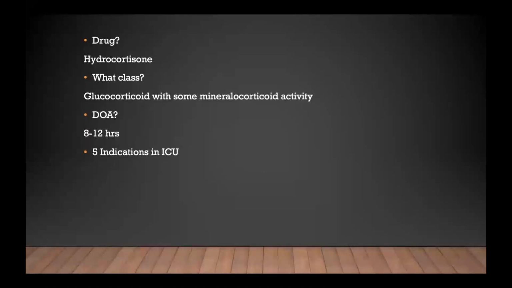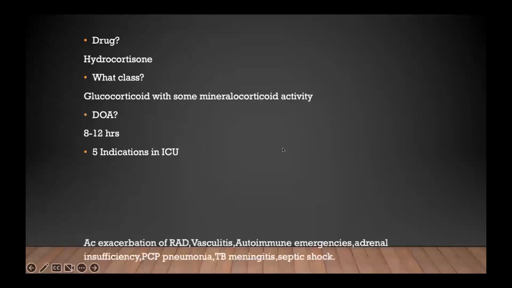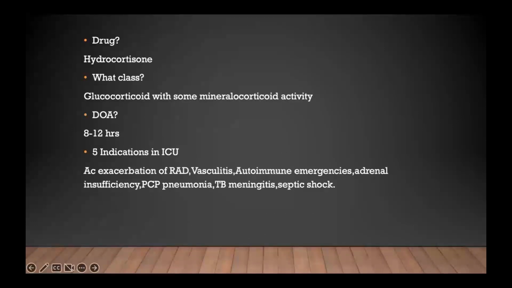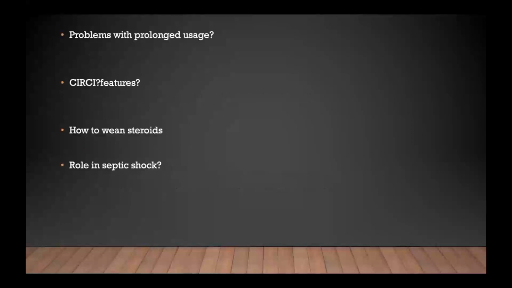And another effect of steroid is it can be used in meningitis, mainly streptococcal meningitis and tubercular meningitis. And we can also use it in certain neuromuscular conditions like GB syndrome. Yeah, autoimmune emergencies, vasculitis. So in addition to whatever you said, also acute exacerbation of reactive airway disease. Yes, ma'am. So these are the 5 indications. There are more indications, but there are 5 indications if you ask.